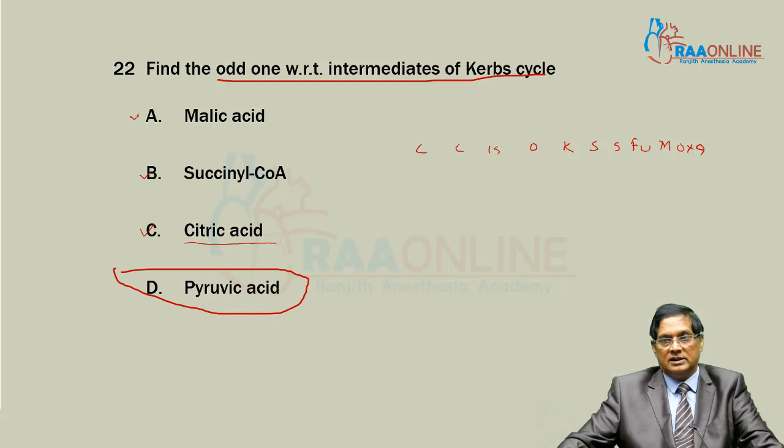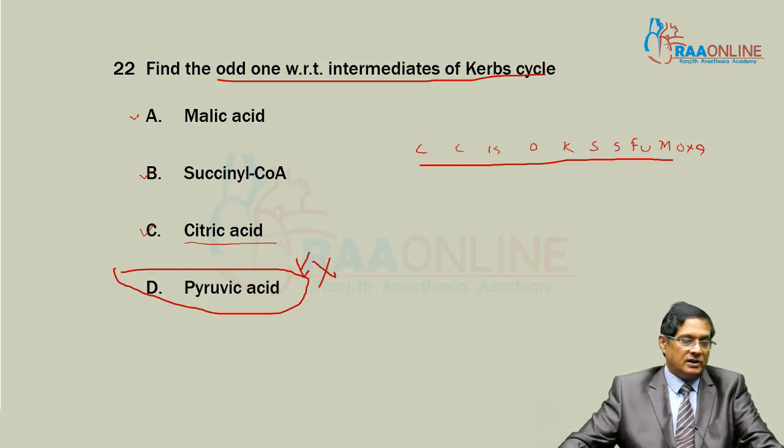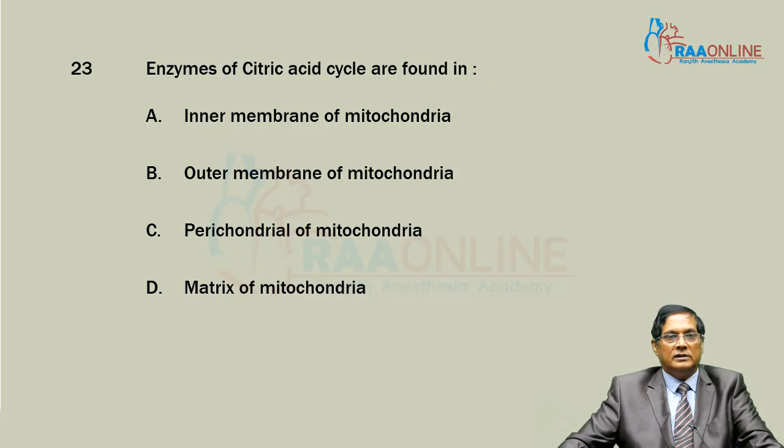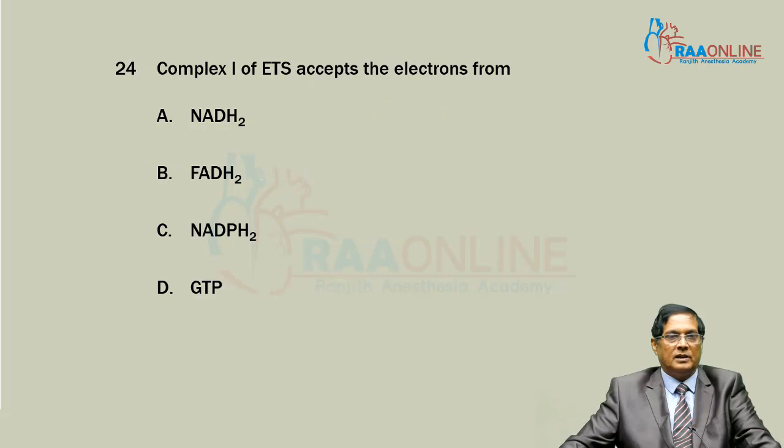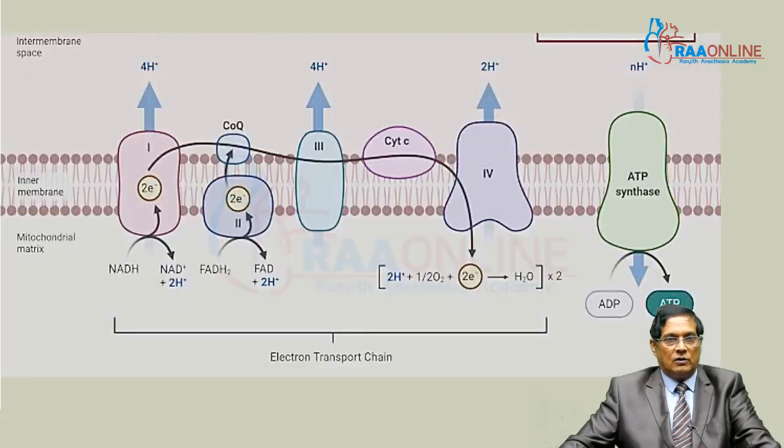acids of the Krebs cycle. These are the sequence of acids in the Krebs cycle. You see pyruvic acid is not there, so it is not an intermediate of the Krebs cycle. The enzymes of the citric acid cycle are found in the matrix of mitochondria, except which one? That is succinate dehydrogenase, complex 2. Now come to this one.